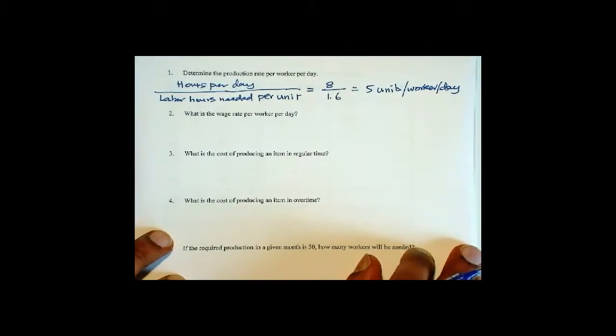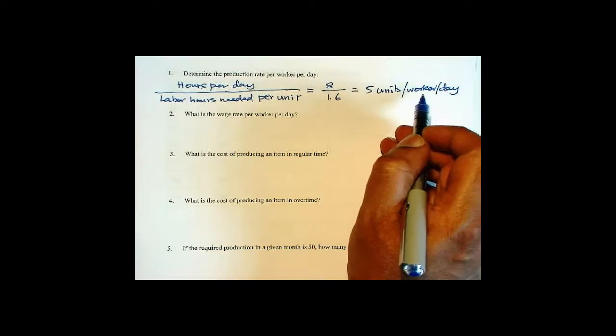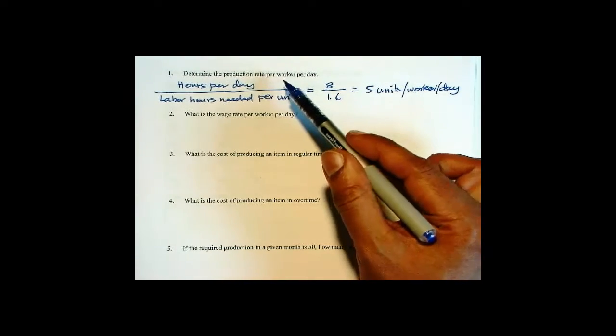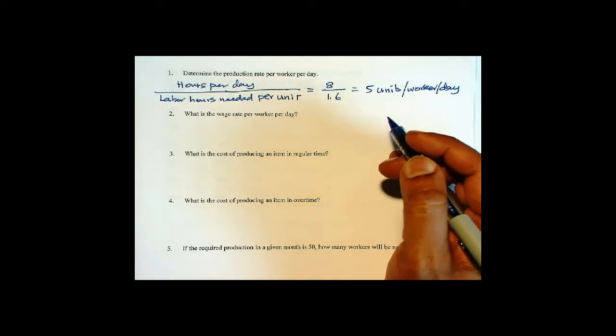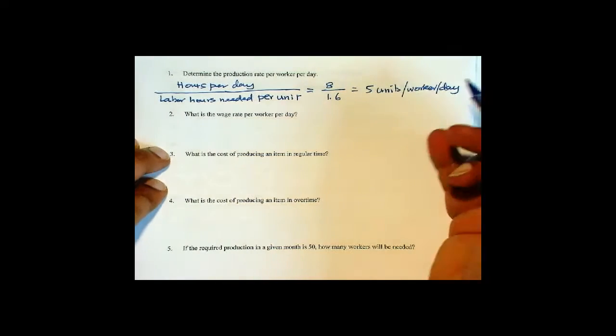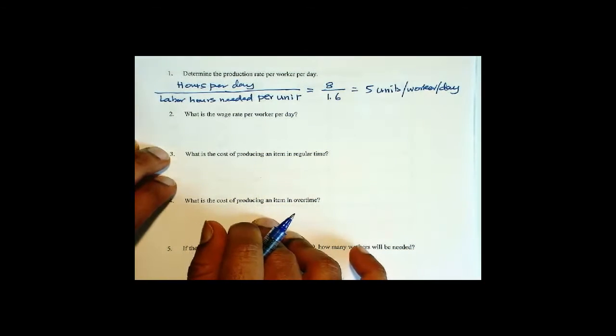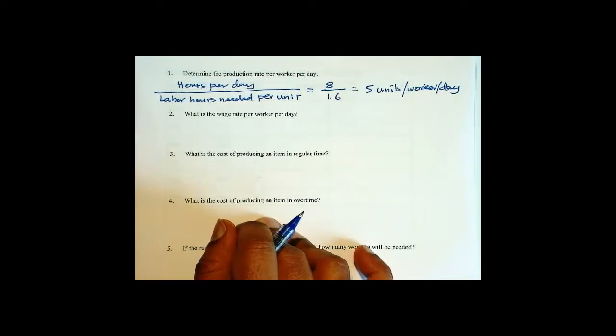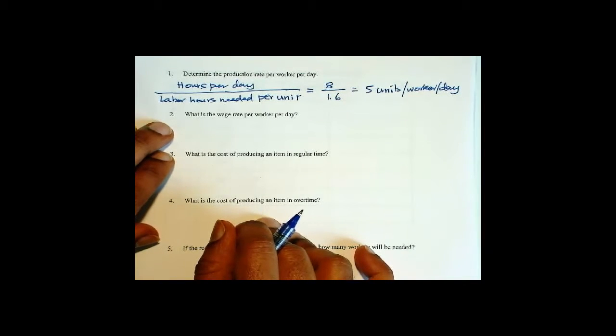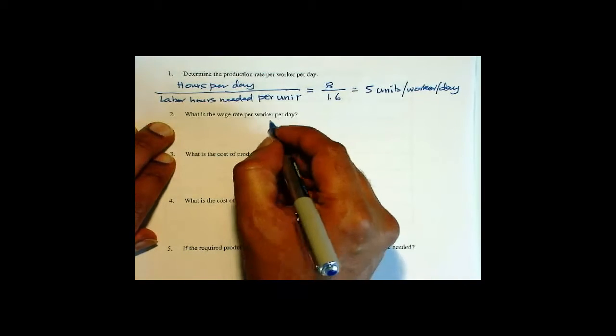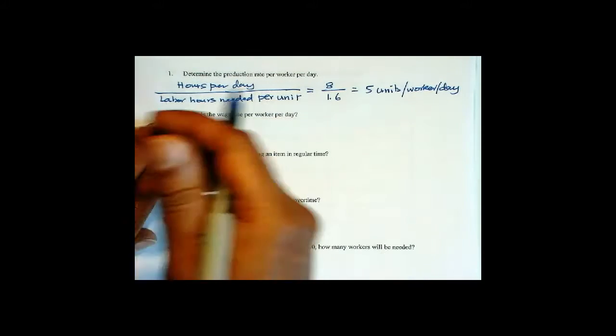Suppose we set the production rate as 40 units a day, then 40 divided by 5 will give you that we need 8 workers per day. So the next question is, what is the wage rate per worker per day? Once again, this is on per day basis. If the number of days are the same and it is not given, then we will use per month or per quarter.